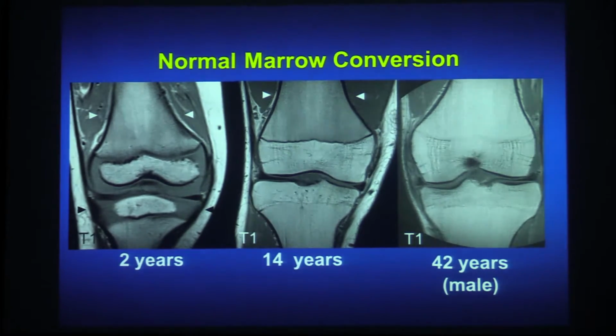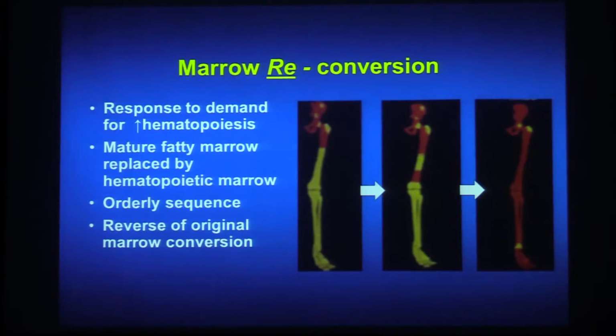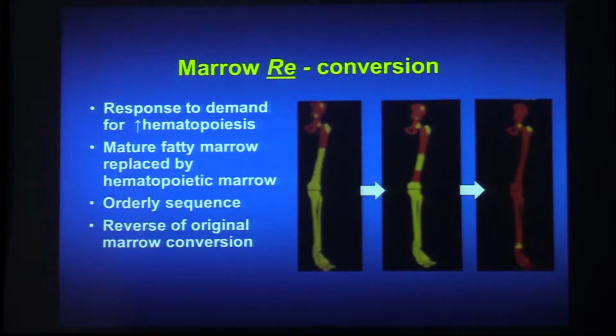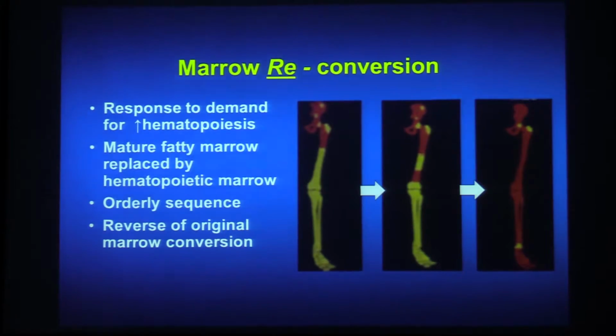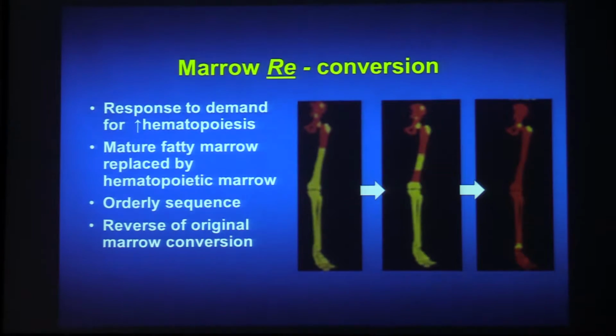So this is what I want to impress you with: how dynamic marrow is in its behavior and its makeup, and how important that is really as a biomarker for what's going on with the patient. And this really emphasizes that, the process of marrow reconversion. What we see is that marrow pays attention to what's happening in the body, and it responds to a demand. When the body needs more hematopoietic elements to be produced, it responds. And that fatty marrow that developed over time turns back, and it becomes replaced by hematopoietic marrow so that it can provide the blood elements that the body needs.